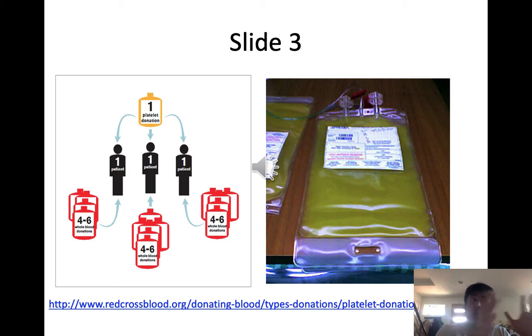Unfortunately, that can lead to anemia. It can lead to leukopenia, a decrease in the number of white blood cells, and it can also lead to thrombocytopenia, right? So patients who are thrombocytopenic oftentimes need transfusions of platelets.